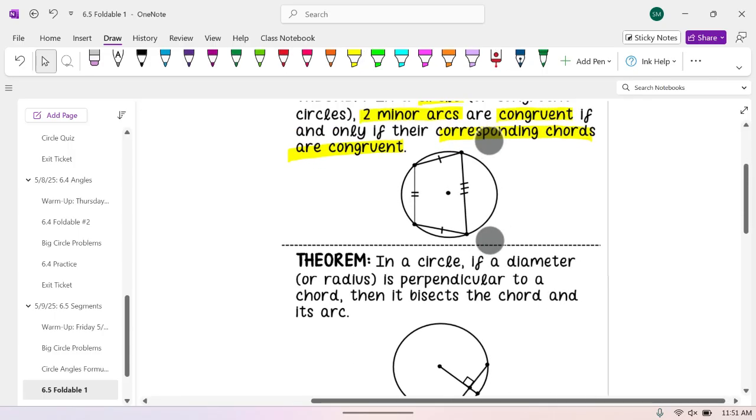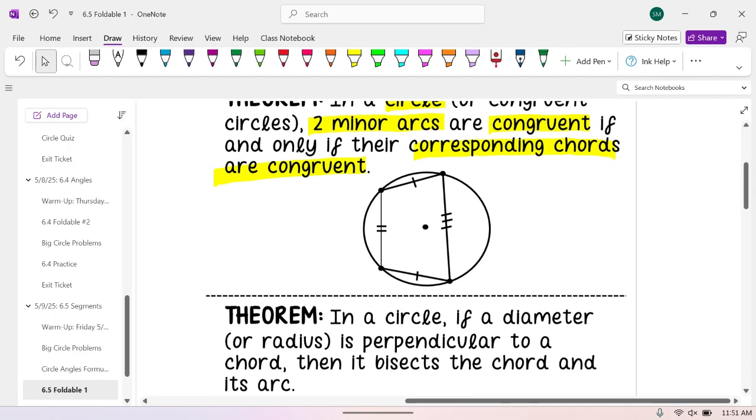So if we look at this circle here, based off of the tick marks, which two sides are congruent? The ones on the left and right or the ones above or below? Remember, with tick marks, you match them.